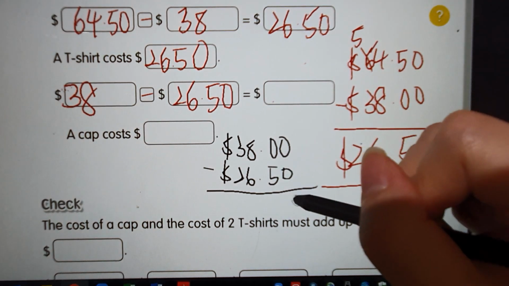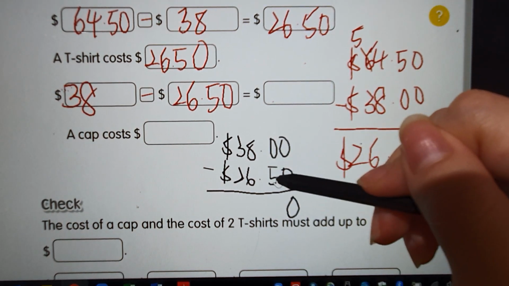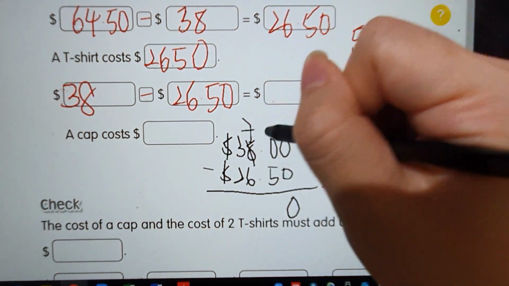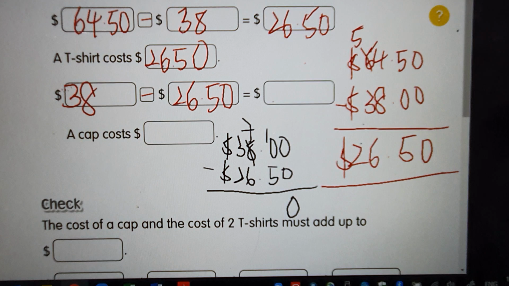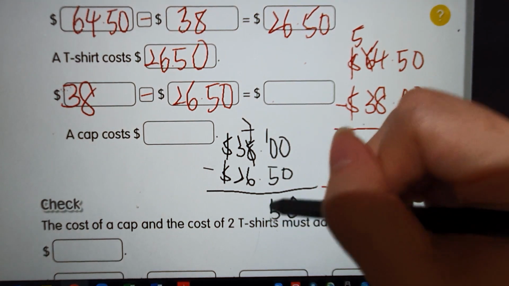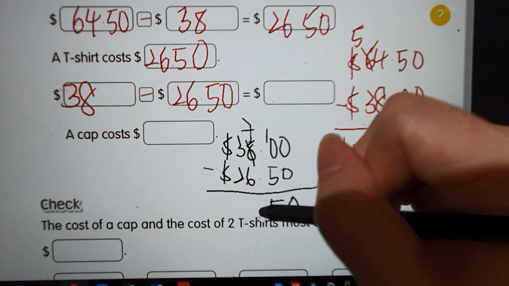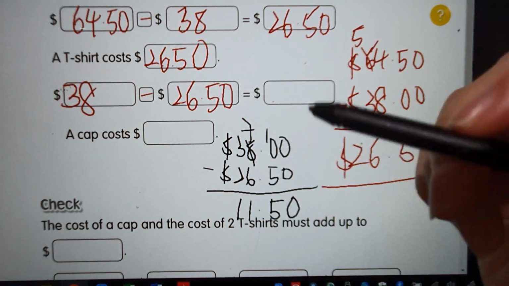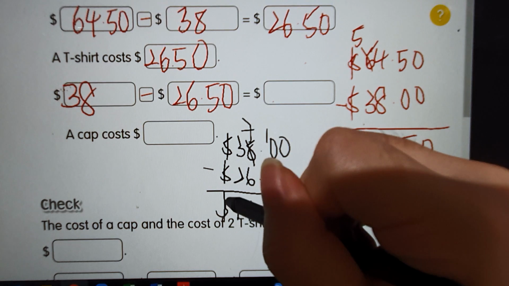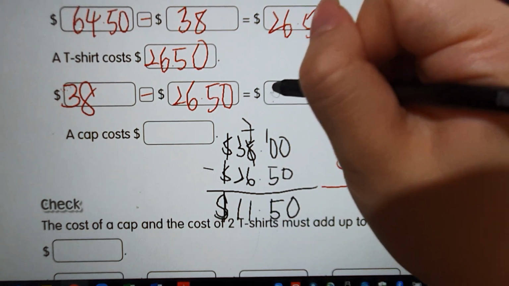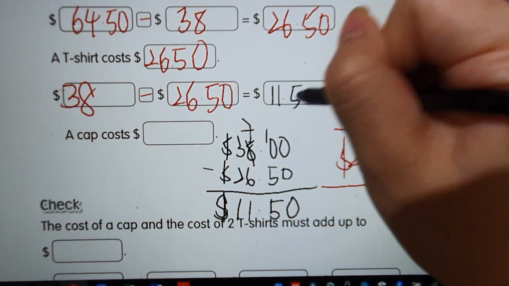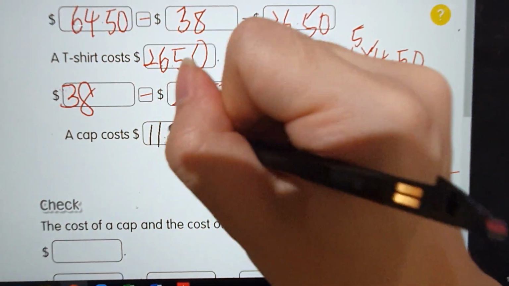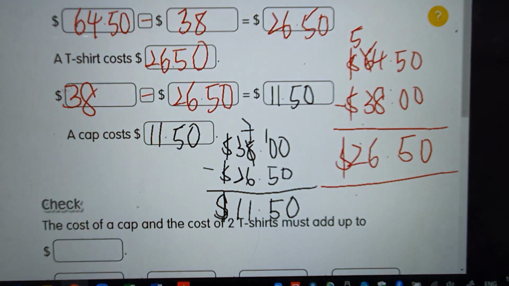So 0 minus 0, you get 0. 0 minus 5, 0 cannot minus 5, so you regroup here, you left with 7, and this becomes 10. So 10 minus 5, you get 5. Bring down a decimal point. 7 minus 6, you get 1. 3 minus 2, you also get 1. And then your dollar sign here. Okay, so you will get $11.50. So the price of the cap is $11.50.